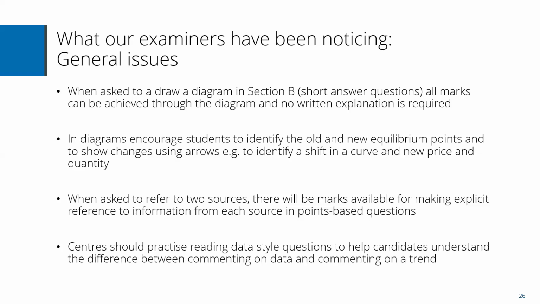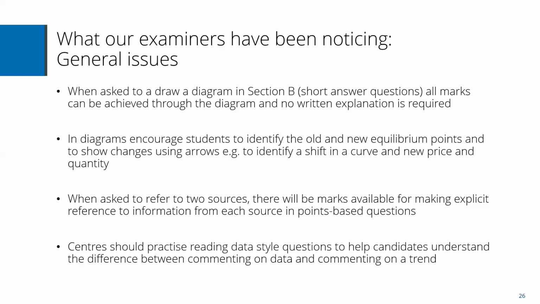In diagrams, encourage your students to identify both the old and the new equilibrium points and to show the changes using arrows to identify a shift in a curve, for example, and the new price and the new quantity. So get them familiar with drawing the original, the old equilibrium points, get them down, and then ask, what's the situation? What's actually occurring? And how is that going to affect the diagram? Then they can put the new equilibrium points with the various shifts on after that. But it all should be labelled.